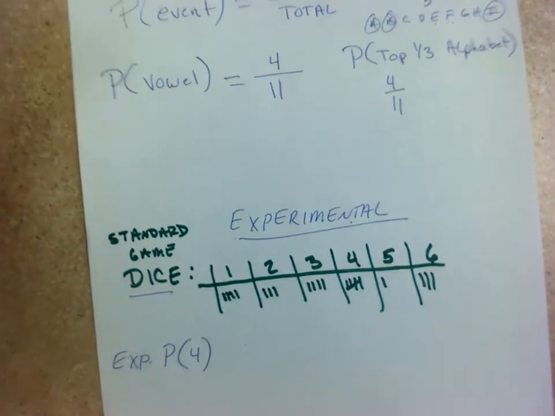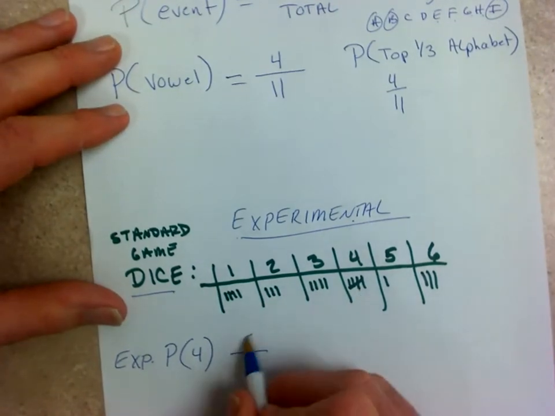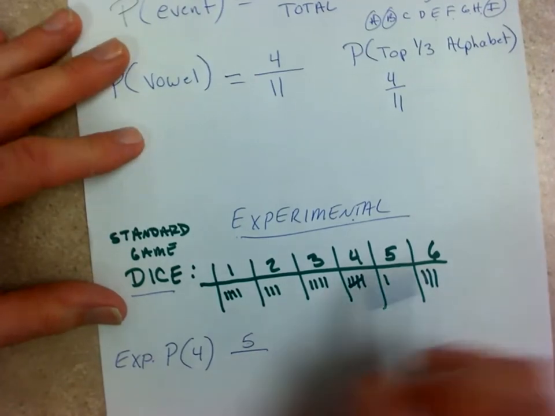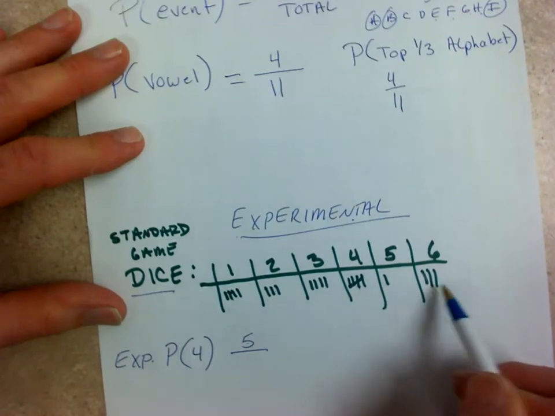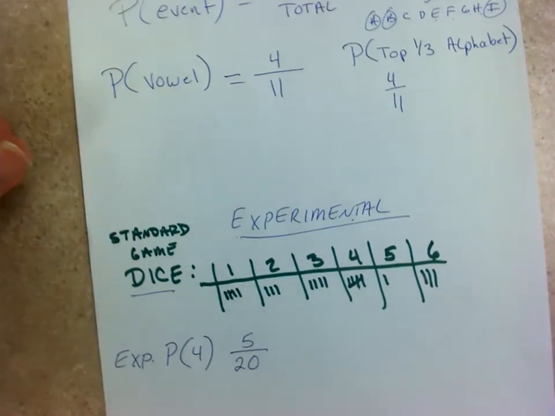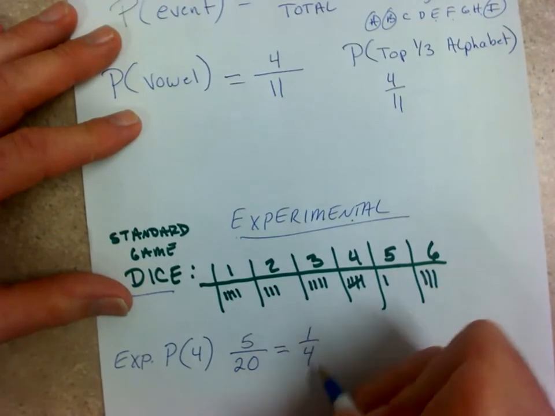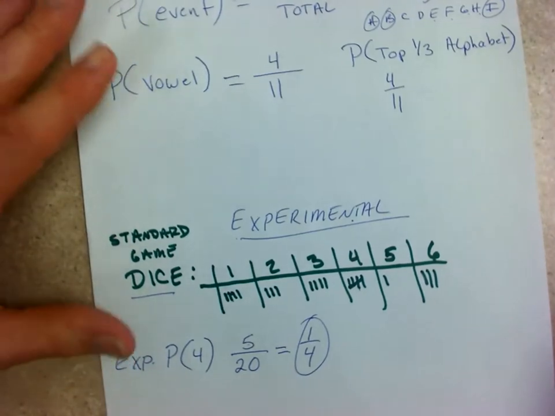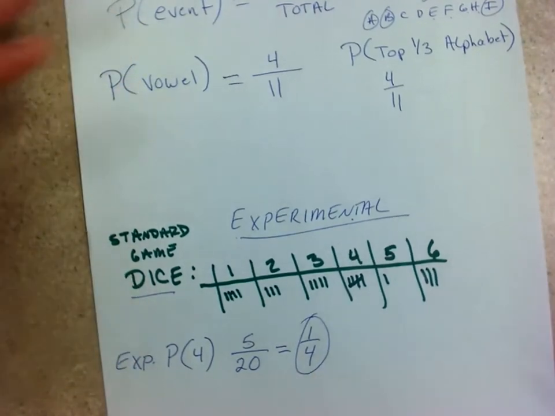So now, what did our experiment reveal about the probability of rolling a 4? We're asking for 4s, so we can see we got 5 of those. How many total rolls did we have? 4, 5, 6, 7, 8, 9, 10, 11, 16, 17, 18, 19. So 5 out of 20, which does simplify. Please keep that in mind: we do need to simplify our probability questions. So the experiment revealed the probability of a 4 is 1 out of 4.